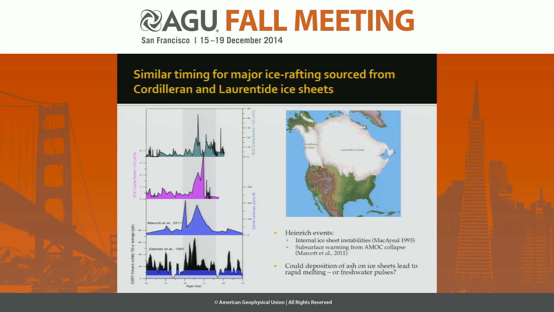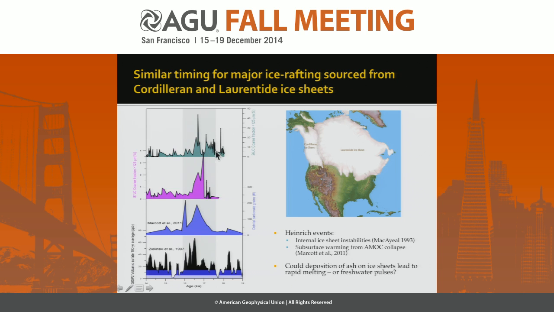And so this is getting a little bit into some speculation, but I wanted to revisit this idea of IRD, the similar timing of ice rafting between the Cordilleran and the Laurentide. And of course, there are different ideas about the initiation of Heinrich events, internal ice sheet instabilities, and also this idea of subsurface warming, which I think the evidence is really convincing. But at the same time, the observation that we have similar timing of ice rafting from the Cordilleran as the Laurentide, to me might be suggestive of some sort of top-down climate process that is regulating this rapid melting.